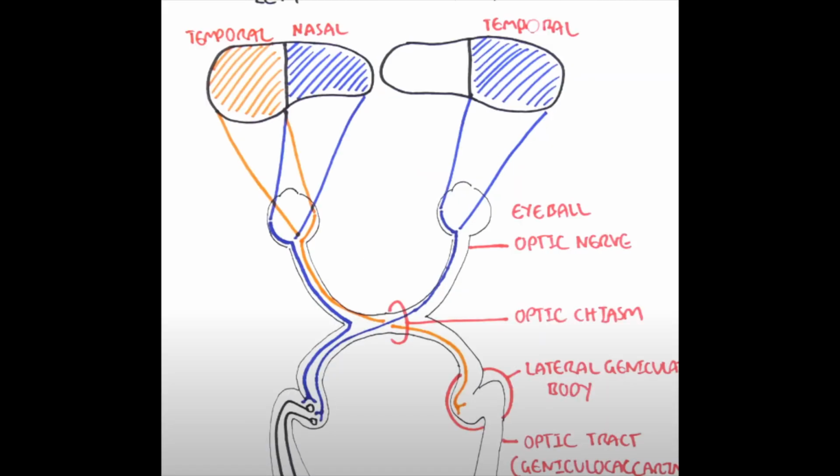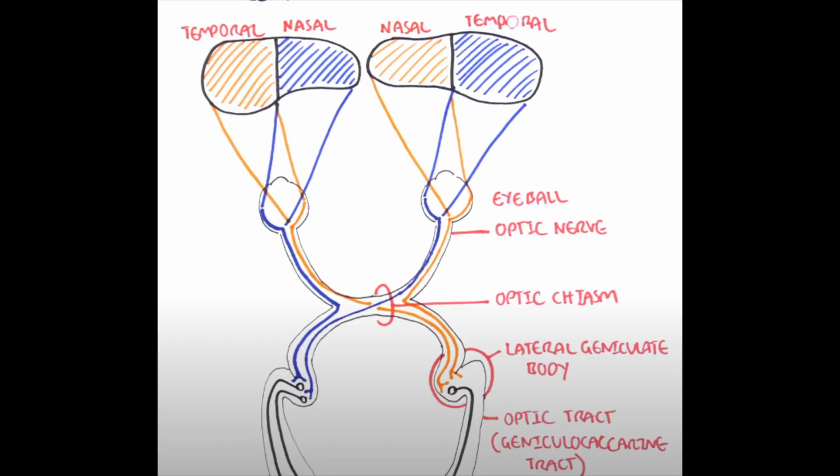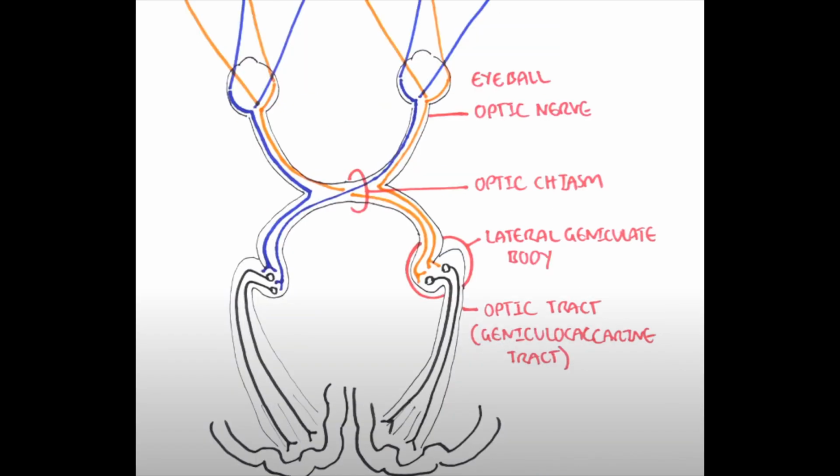This orange optic nerve on the left eyeball will capture images from the left temporal visual field and cross over at the optic chiasm and synapse at the right lateral geniculate body, where it will relay the information to the optic tract, which then will bring it to the occipital lobe. The orange optic nerve of the right eye will capture the image from the right visual nasal field. It will not cross over, but relay the information to the lateral geniculate body. It will synapse with other nerves along the optic tract, down to the occipital lobe.